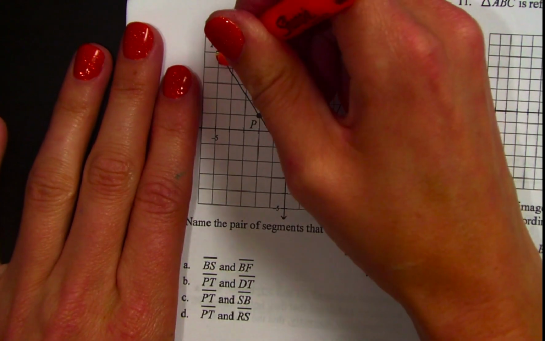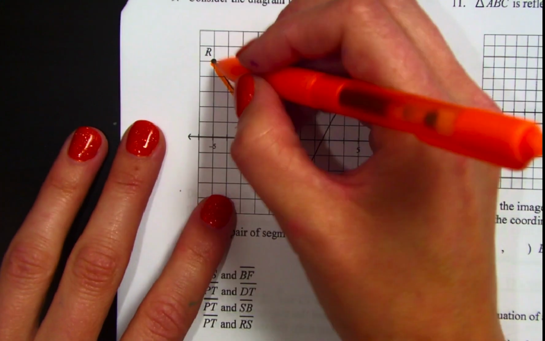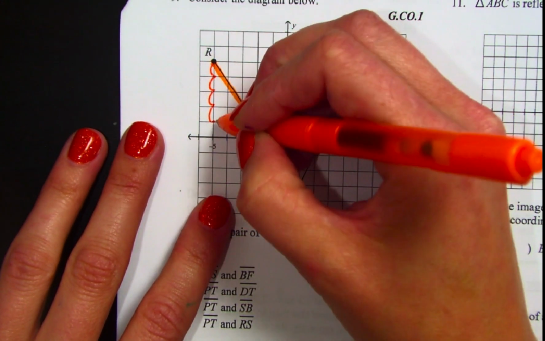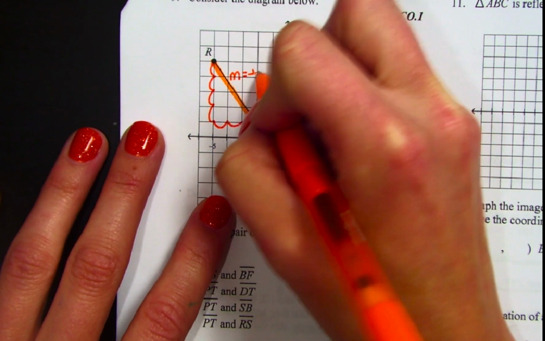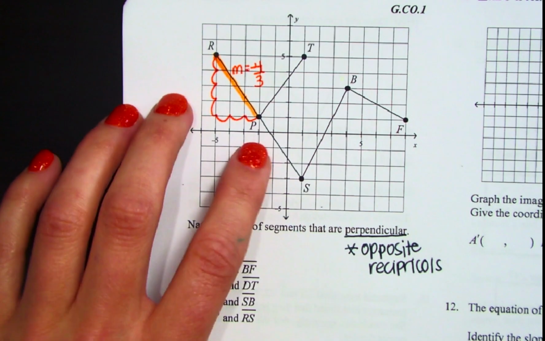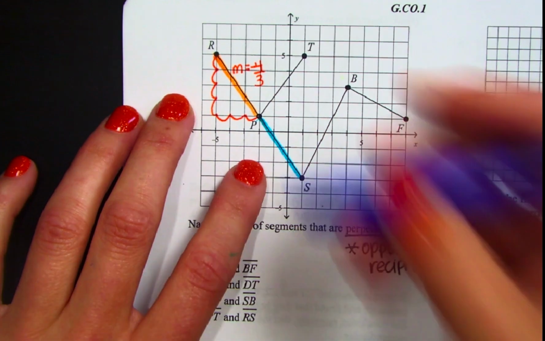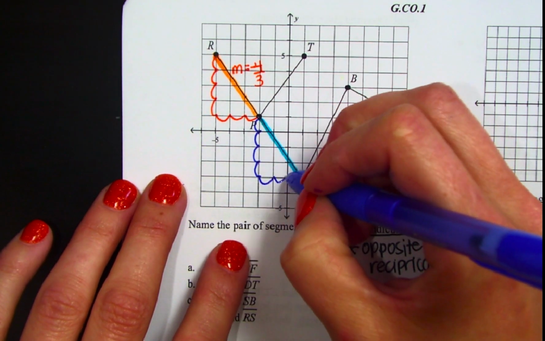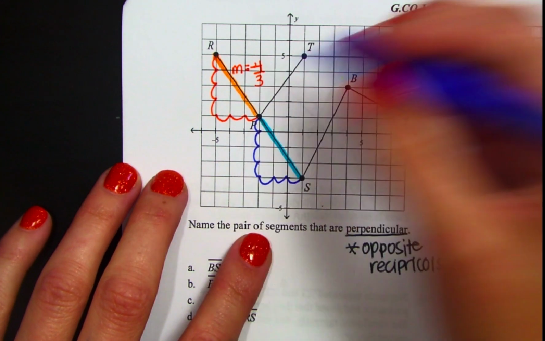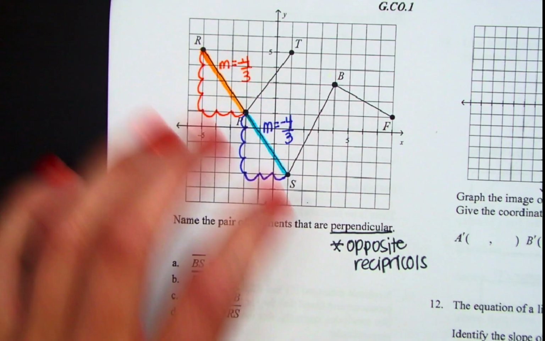So I'm going to start with RP, and I'm going to calculate the slope of that. So the slope here is going to be rise over run. So I'm going to start and I'm going to go down 1, 2, 3, 4. So a rise of -4, run of 3. So my slope for this line is -4 over 3. Okay, now let's look at segment PS. So segment PS right here, we're going to calculate rise over run. So again, I'm going to count 1, 2, 3, 4. So down 4 and over 3. So my slope here is -4/3 again.